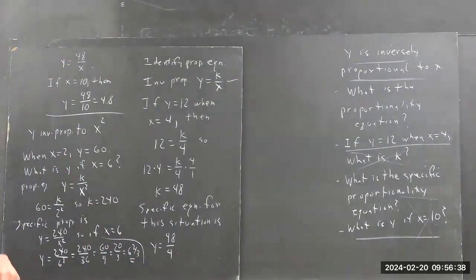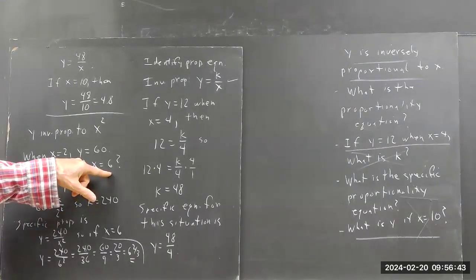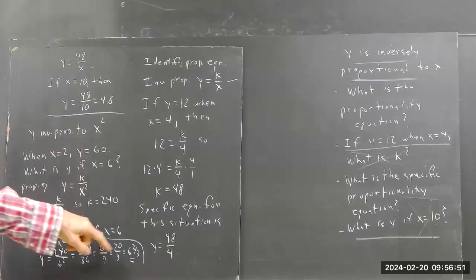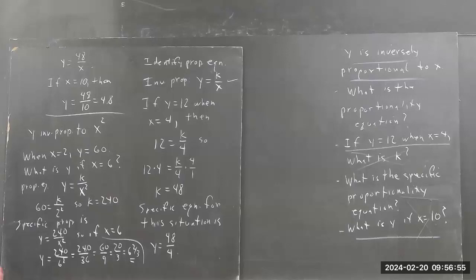And see what happened. X got 3 times as big. But because of the square there, it turns out y gets 9 times smaller. 1/9 of 60 gives you the 6 2/3. Excuse me. Okay. All this writing.